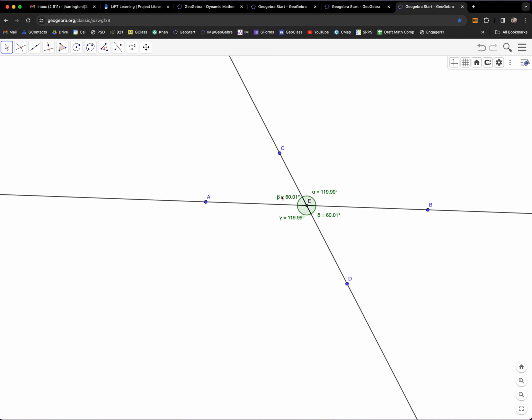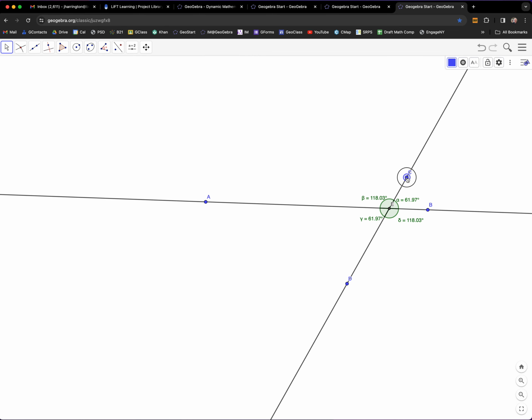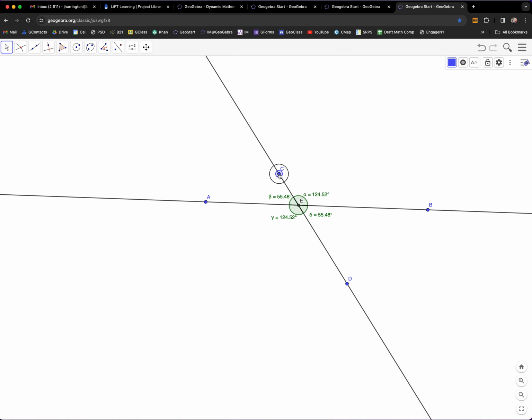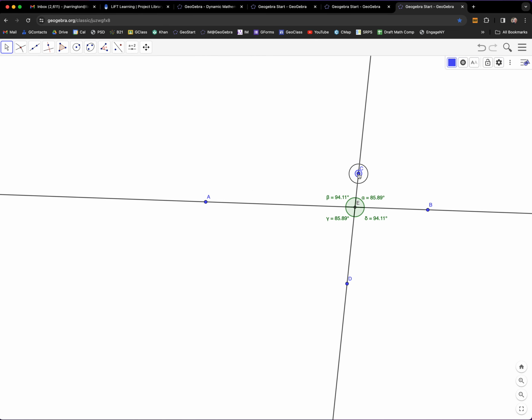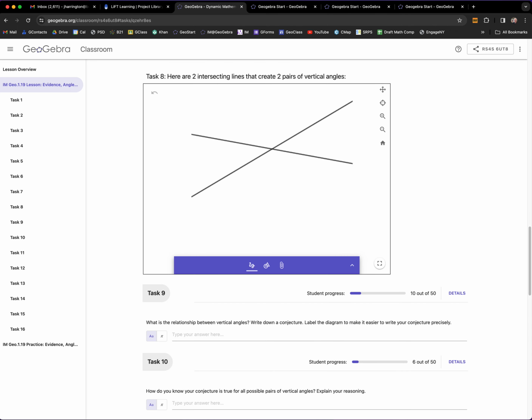Look at these. These are matching. The ones that are diagonally across from each other are matching, and they are called vertical angles. If they're diagonally across from each other, they're called vertical angles, and it doesn't matter what I do here, they are going to remain equal if they are diagonally across from each other. All right? Boom. And that's task 9 and 10.